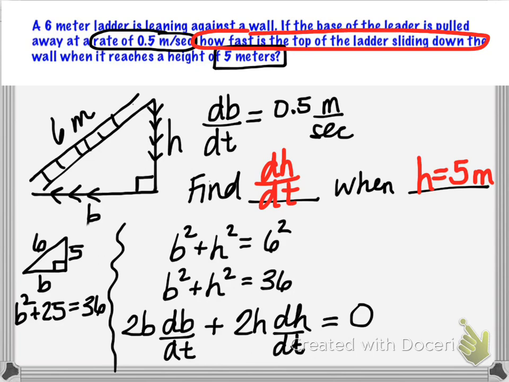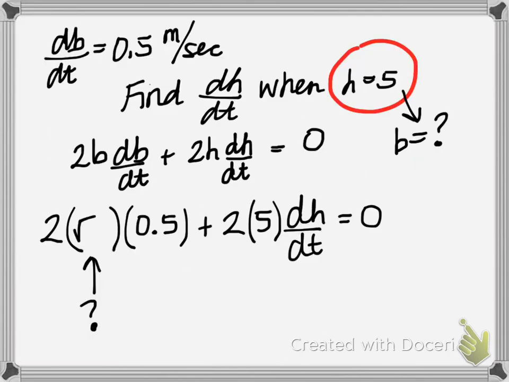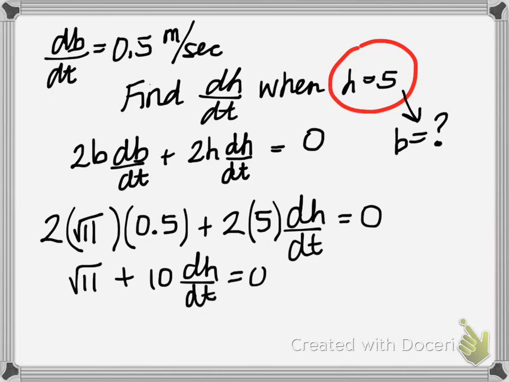So if we solve for b, then we'll see that b will be the square root of 11 at that instant. And we want to go ahead and leave that exact. So we'll put the square root of 11 here into our equation. You don't want to round multiple times in these problems. You want to round one time at the very, very end. So 2 times root 11 times 0.5 will end up being just plain square root of 11, plus 2 times 5 is 10, so 10 dh/dt equals 0.